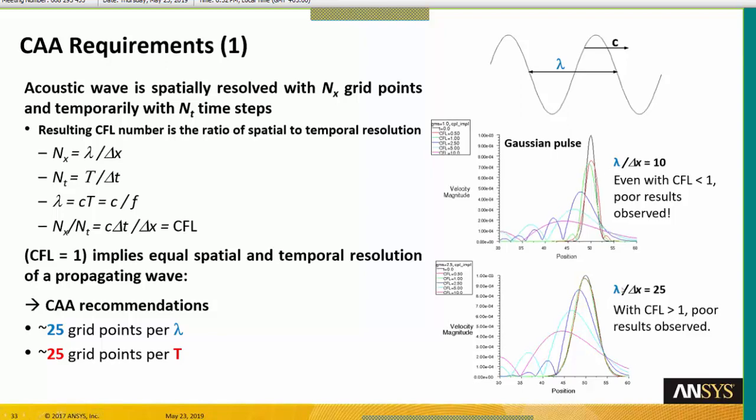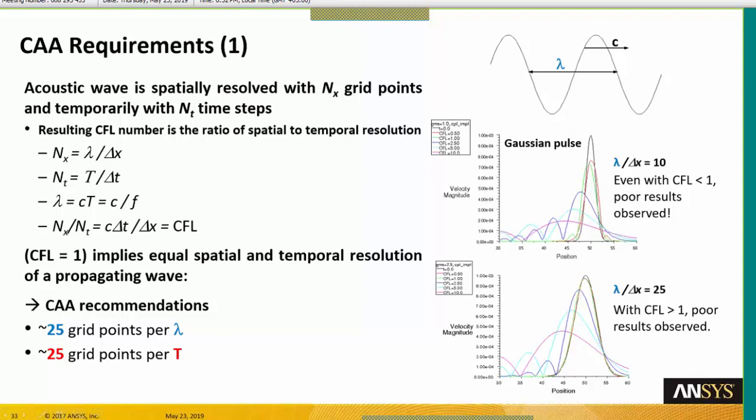On the contrary, when we have a correctly resolved wavelength with 25 points per wavelength, with CFL inferior to 1, CFL equal 0.5, 1, green and red curve, we recover the correct amplitude. It's a bit less, but globally it's correct, it's correctly placed, and the amplitude is not so far from the initial amplitude expected. But when you increase the CFL, you see that you still encounter poor results.